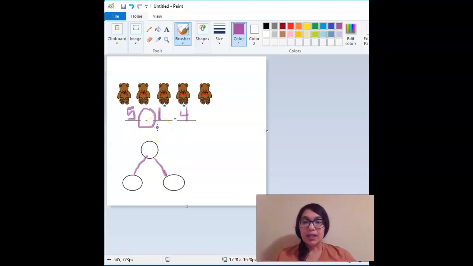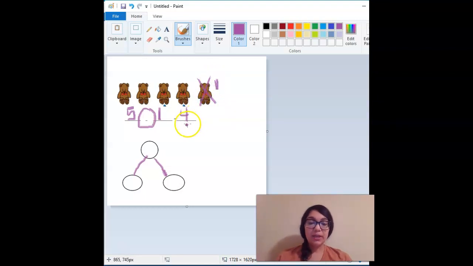So let's look at our number sentence. It says 5 minus 1 equals 4. How many bears are we going to take away? Get ready? Yes, we're going to take away 1 bear. Because if we look at our number sentence, the sign is circled and the number next to it is the number that we take away. So I'm going to cross out 1 bear, and I can write the number 1 right here.